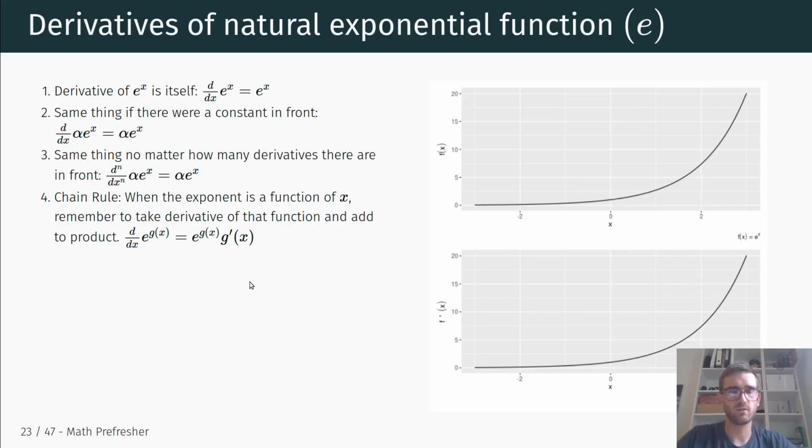Of course, this holds for any order of derivatives. So even if we take the nth derivative, that relationship stays the same. As I mentioned, with the chain rule, when the exponent is a function of x, remember to take the derivative of that function and multiply it into the product. So this is just what I mentioned earlier, e to the power of g of x times g prime of x. Okay.